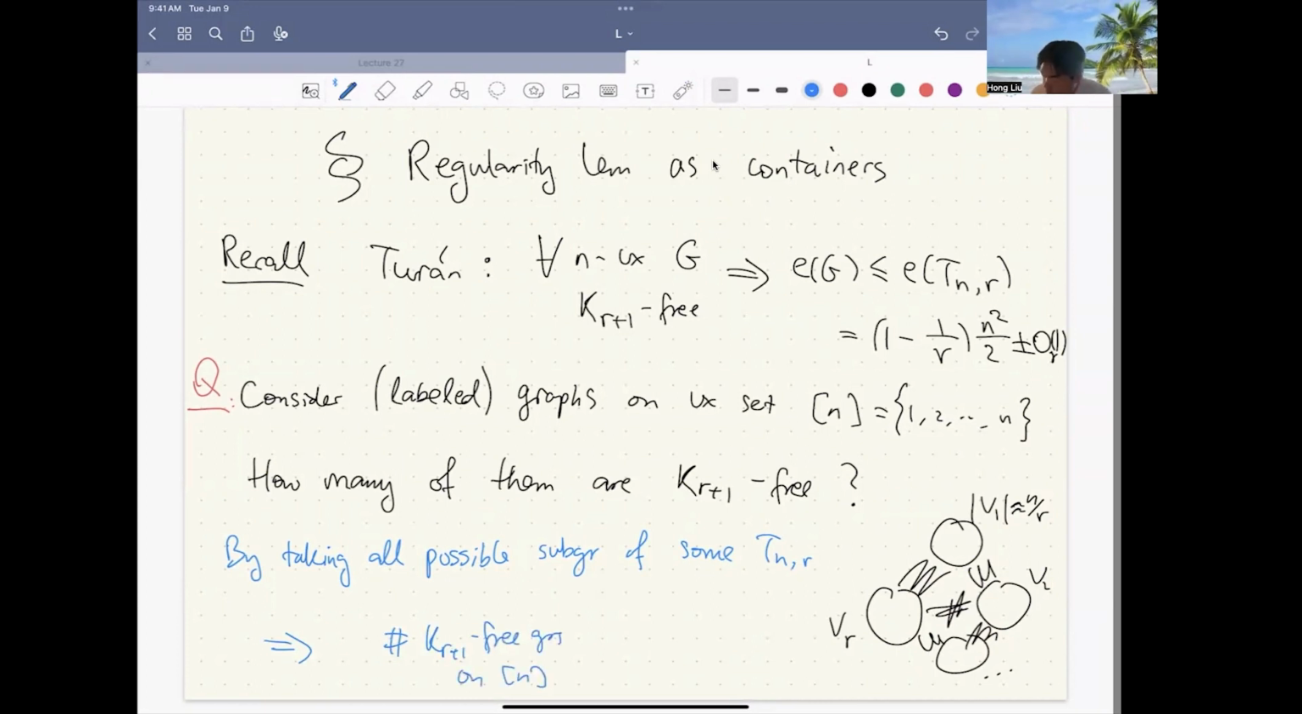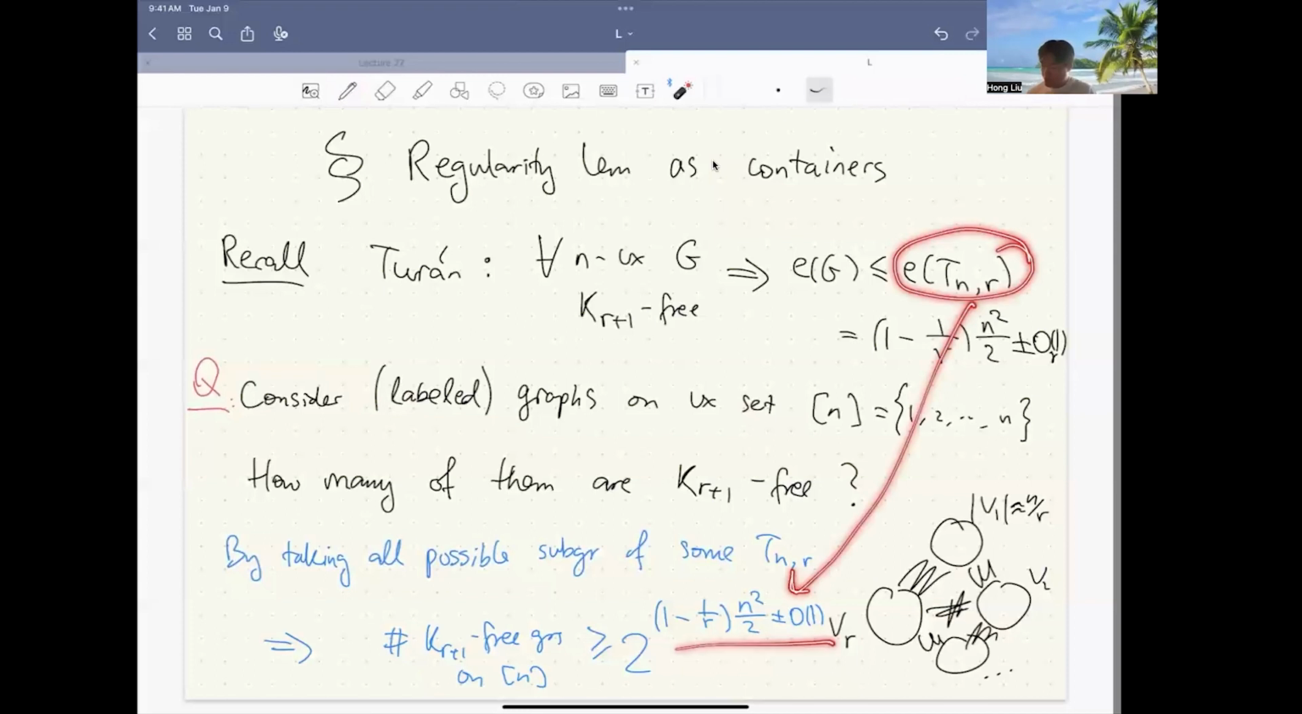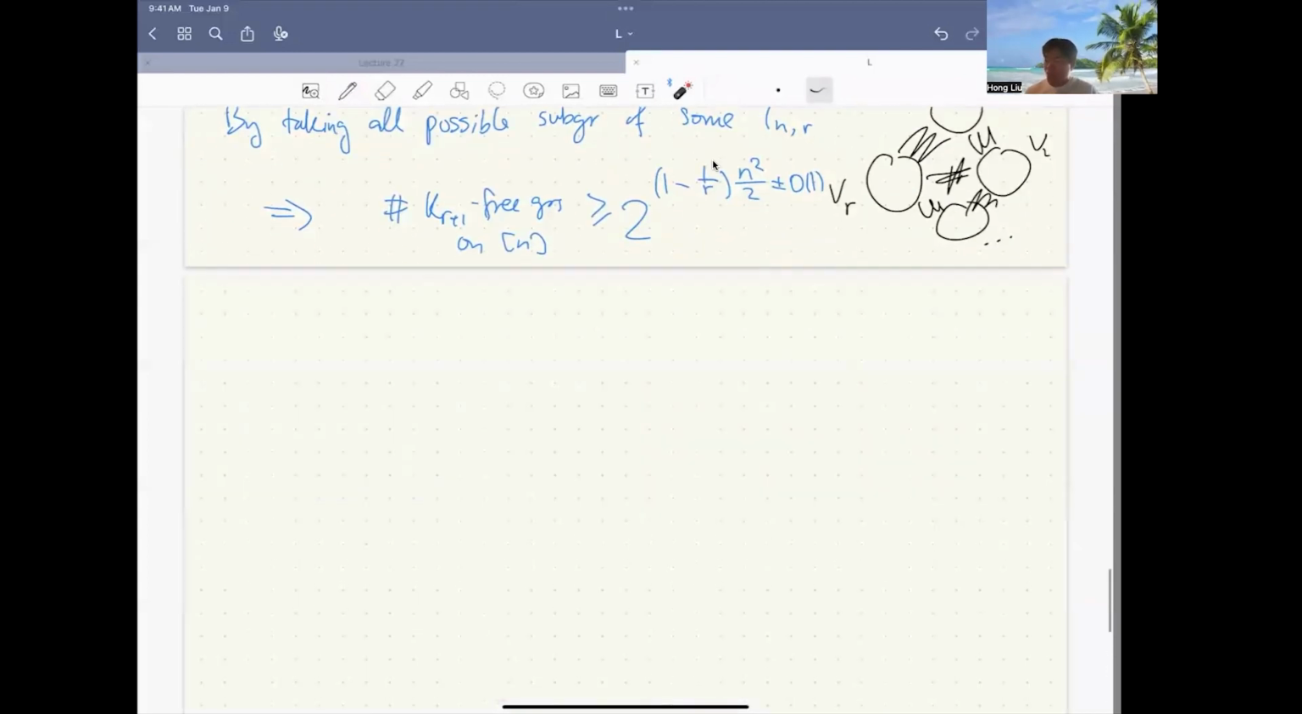on n is at least 2 to the (1 minus 1 over r) n squared over 2, right? Plus minus some constants. The number of edges is in here, I'll put it here. So we have a lower bound, this lower bound.